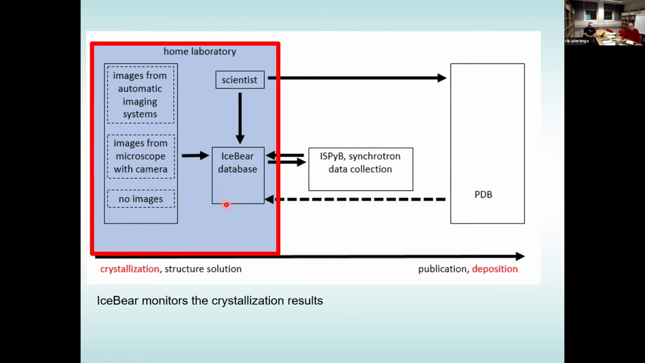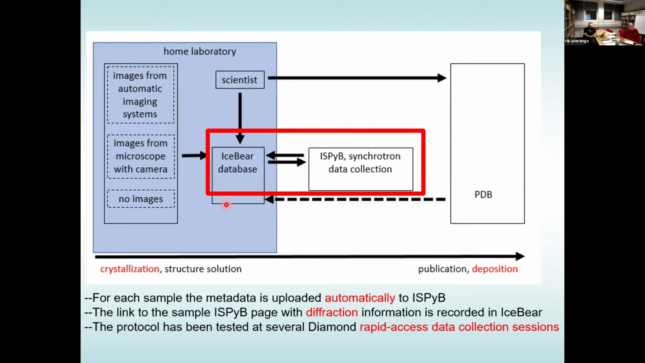And so then we tried to expand into another utility, which would be quite useful: if we send crystals to a synchrotron, is it possible to send the metadata to ISPyB without any human intervention? That we have been working on. What is now available is that for every sample that is sent, the metadata can be uploaded automatically. We get back from the Diamond ISPyB the link where the diffraction information can be found. And this protocol has been tested at several Diamond rapid access data collection runs.